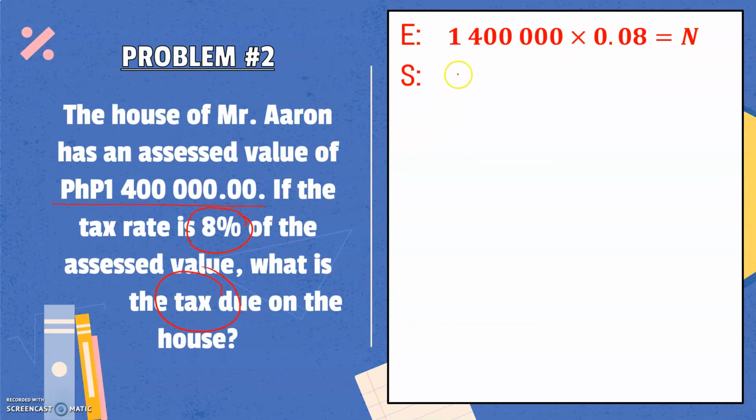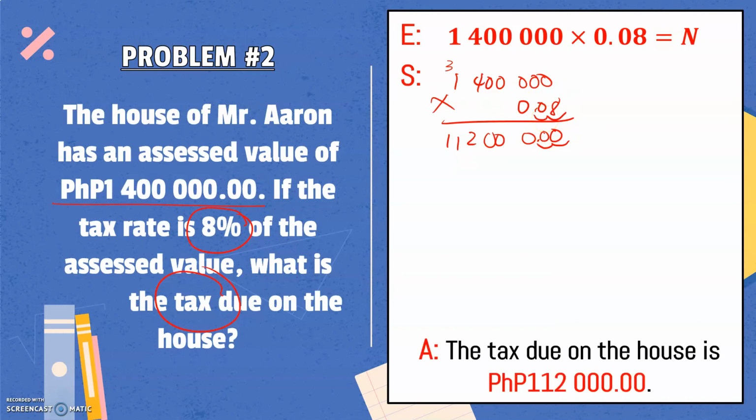So let's solve. We have 1,400,000. We'll multiply it by 0.08. 8 times zeros is 0, so we'll just copy those zeros. 8 times 4 is 32. 8 times 1 is 8 plus 2. That is 11. Then, since the rest of the digits to the left are zeros, we will no longer need to multiply them. Instead, we'll just count the number of decimal places we have in our factors, and that is 2. So in our product, we should also have 2 decimal places. Therefore, the tax due on the house is 112,000 pesos.